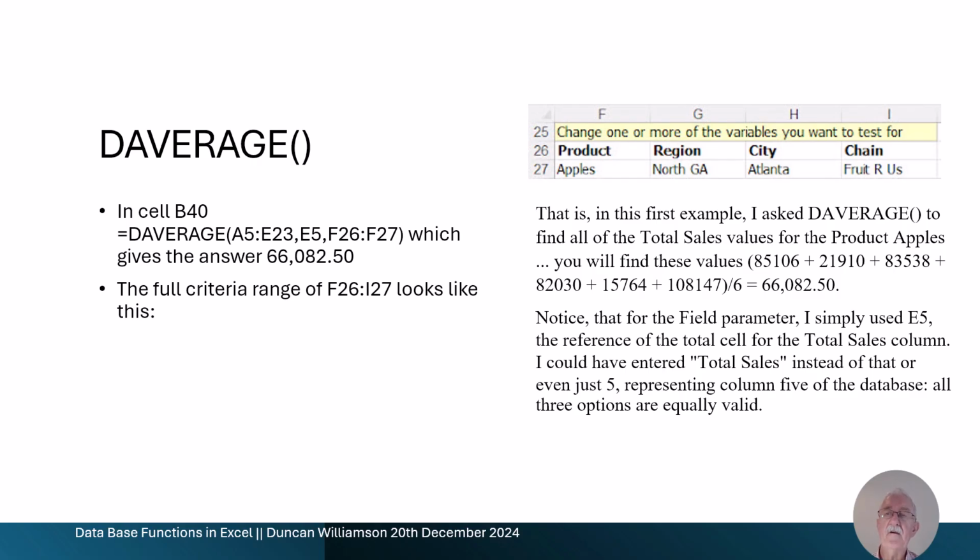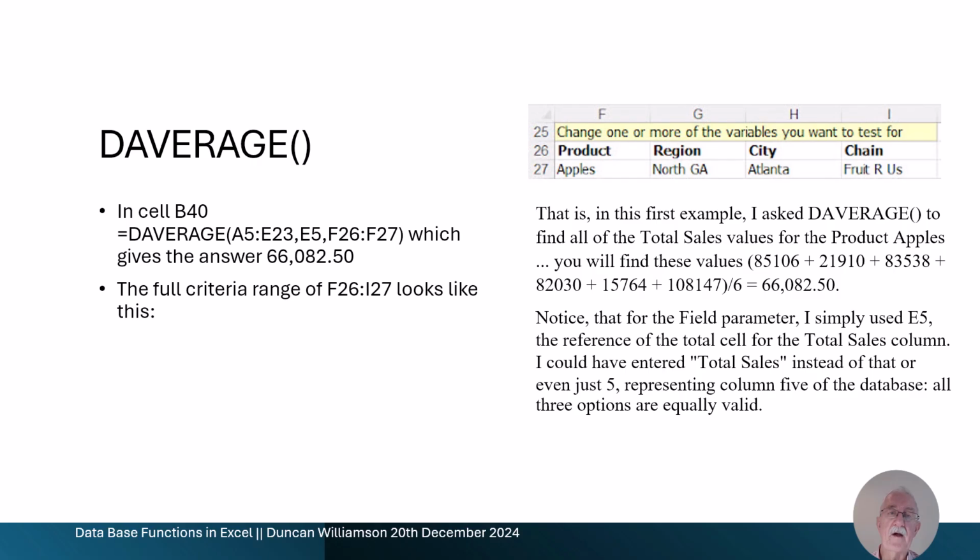And that is, in this first example, I asked DAVERAGE to find all of the total sales for all Apple products. And one by one, that means add together 85106, 21910, and so on. Hence, then divide that by 6 since we're working on the average, and that gives you 66082.5.